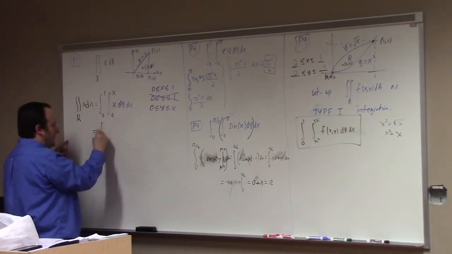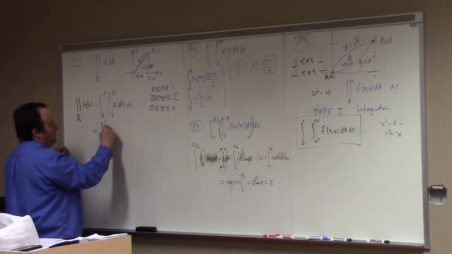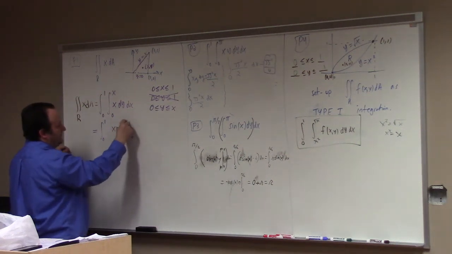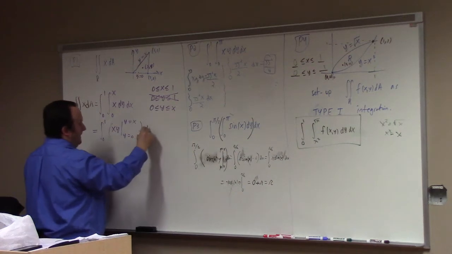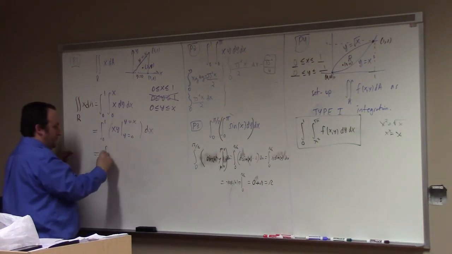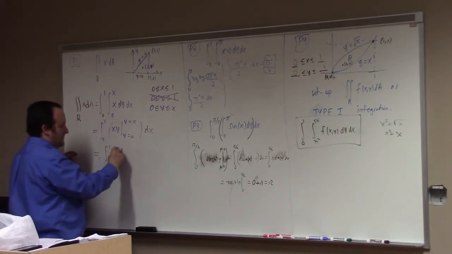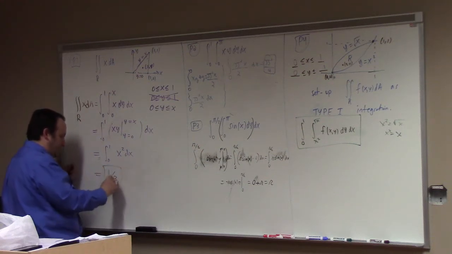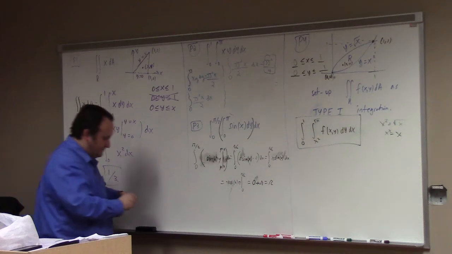And then, okay, so that's xy evaluated from y equals 0 to y equals x, which is the integral from 0 to 1 of x squared dx. So the answer is a third. Okay, so there's that one. Any questions?